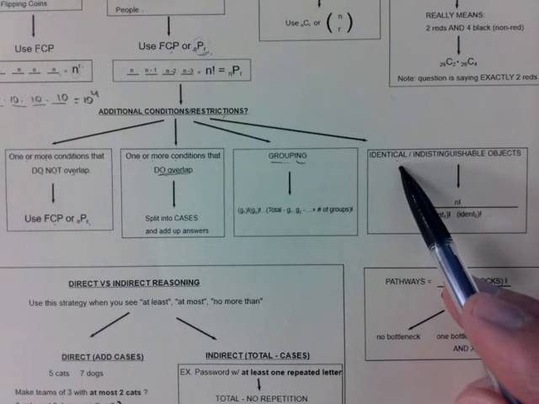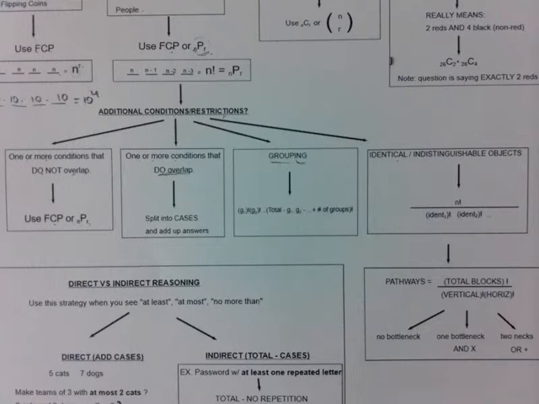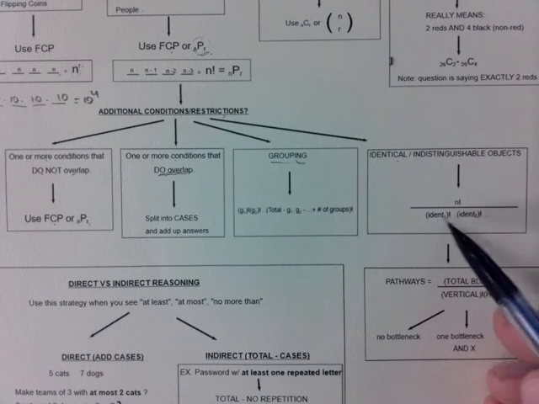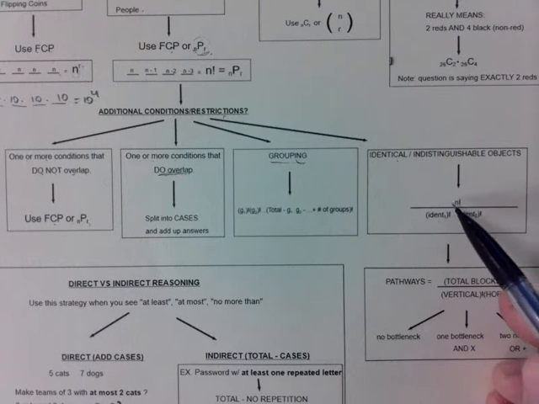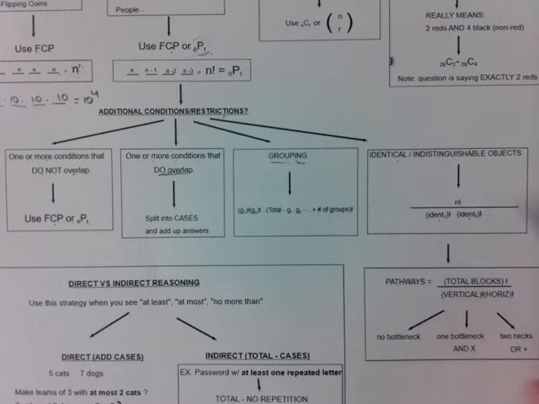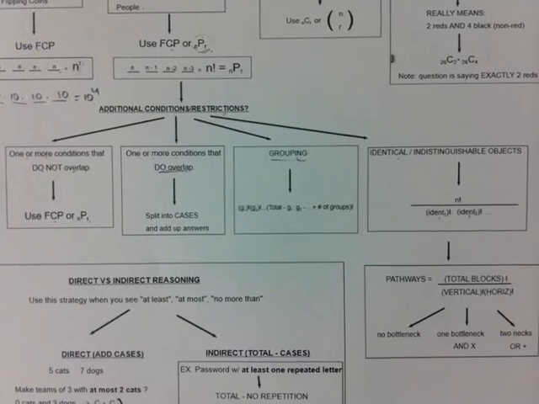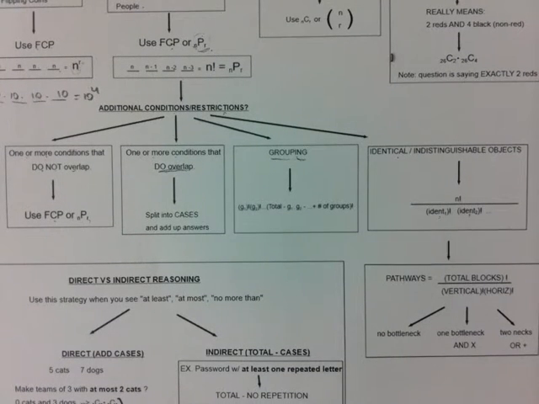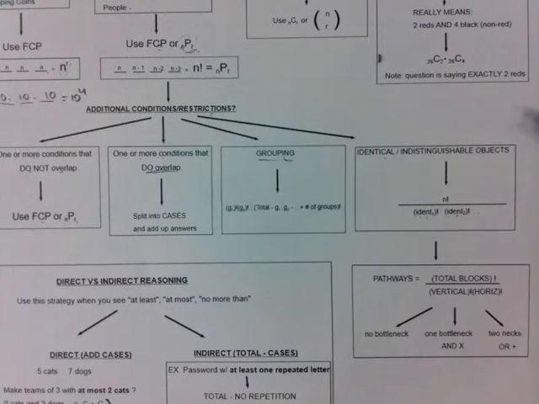If you ever have identical or indistinguishable objects, you need to divide, right? Your arrangement needs to be divided by the number of identical objects, and that's the Mississippi, right? Or words that have doubles, or marbles that are identical in color, stuff like that. Balloons, you need to divide that out. And watch for identical, indistinguishable.